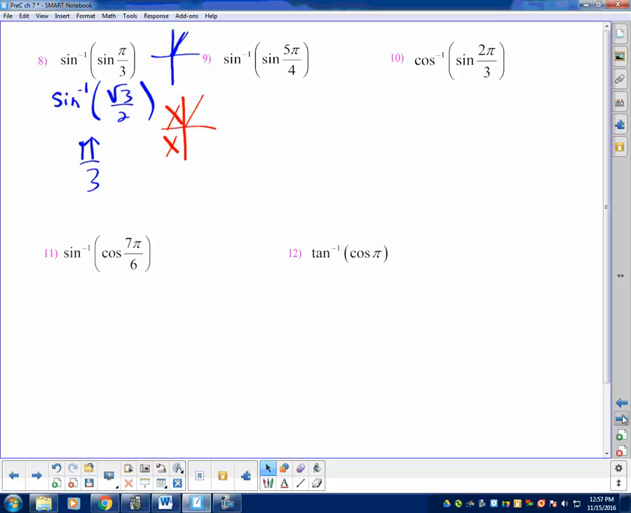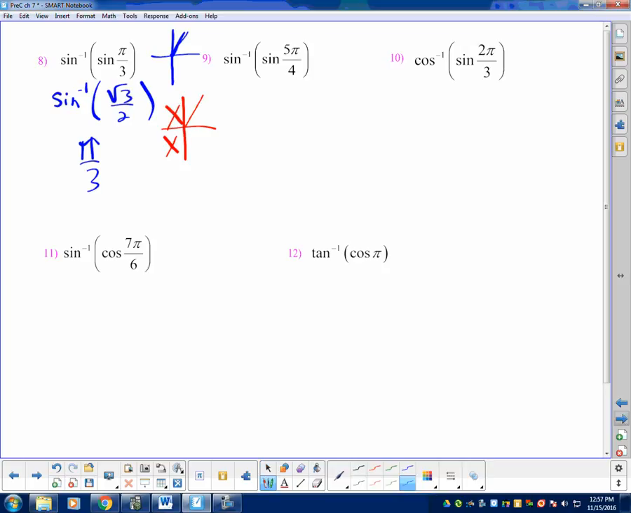Now you have to be careful though. Okay, guys, you have to be careful. Pi over 3 is in the first quadrant. Is that in any of the x-out zones? No. So they cancel out perfectly. Now we're going to get to an example in which it's actually in the x-out zone, not in the correct region. So, for example, here.